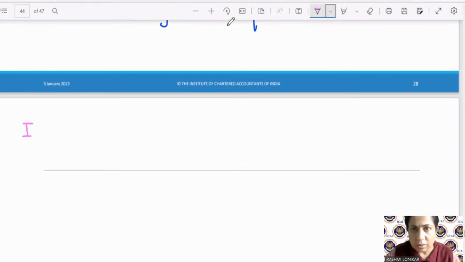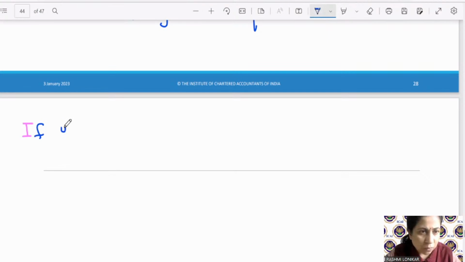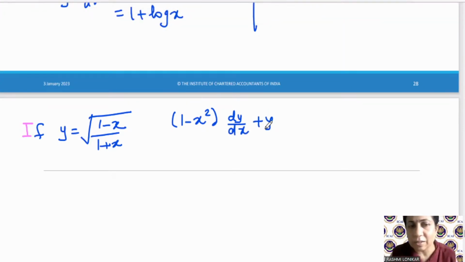If y is equal to square root of (1 minus x) upon (1 plus x), show that... Okay, so you will not get "show that." They will ask you, what is the value of (1 minus x square) dy by dx plus y? They may ask you this, then they will ask you to find this value.